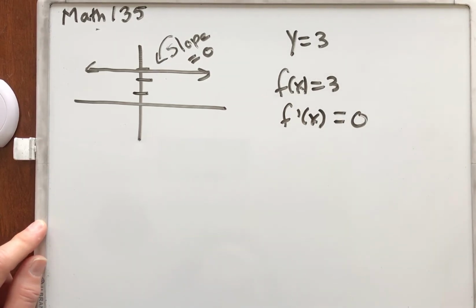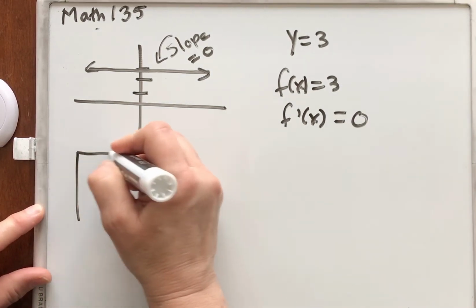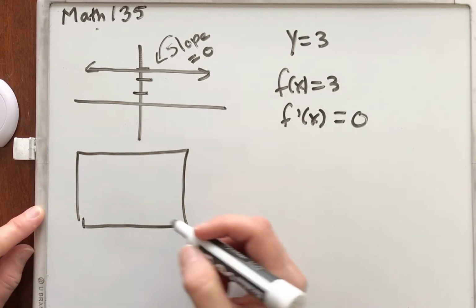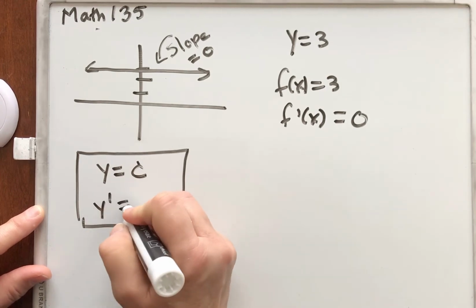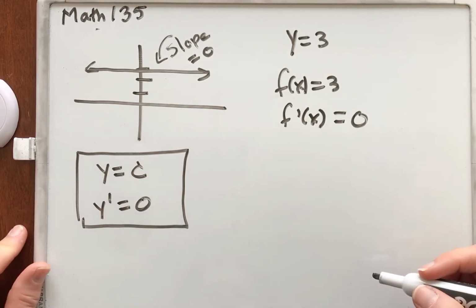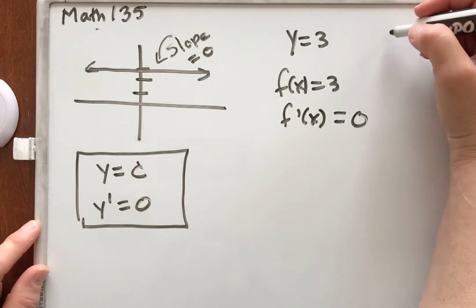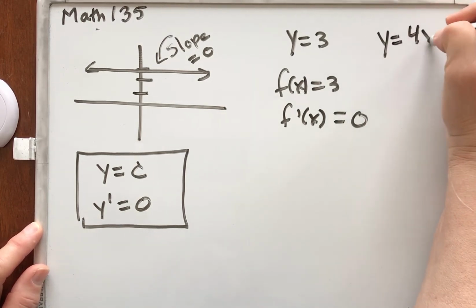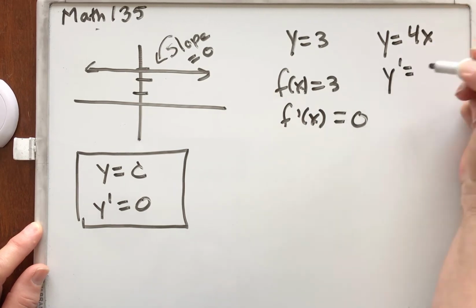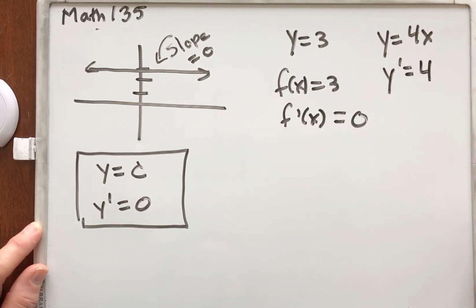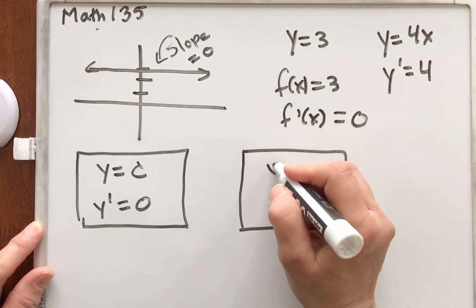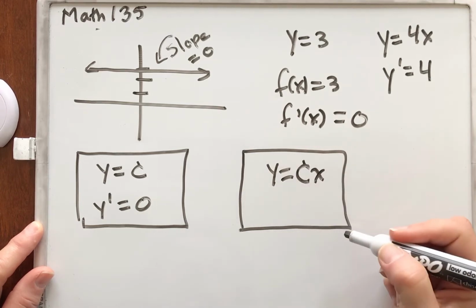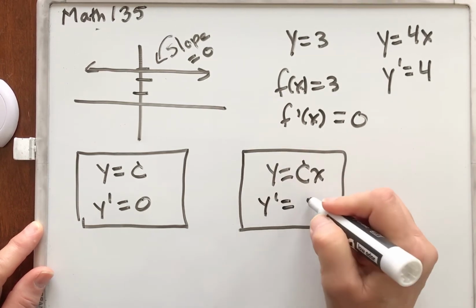So what did we talk about so far? We know that if we have y equals some constant, y prime is going to equal 0. We also talked about, if y equals something like 4x, y prime equals 4. And we showed why that was the case. So if y equals some constant times the variable x, then y prime is just going to equal that constant.